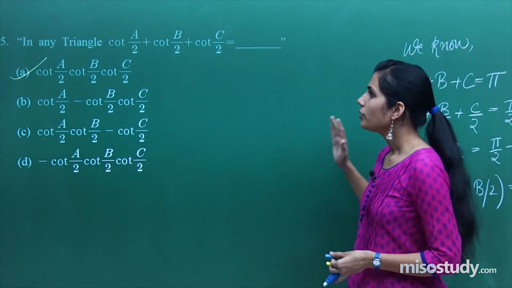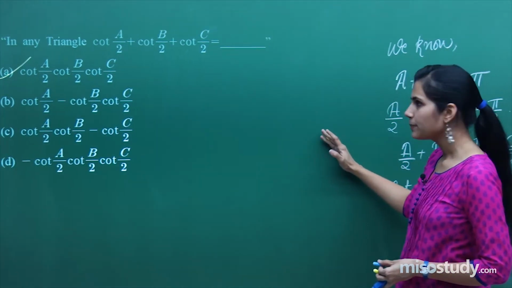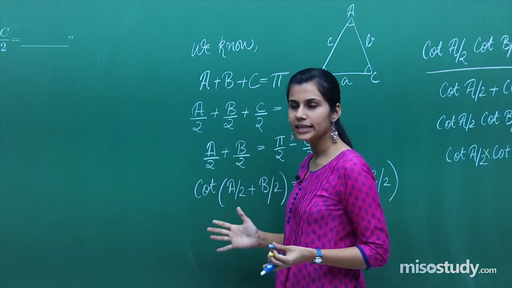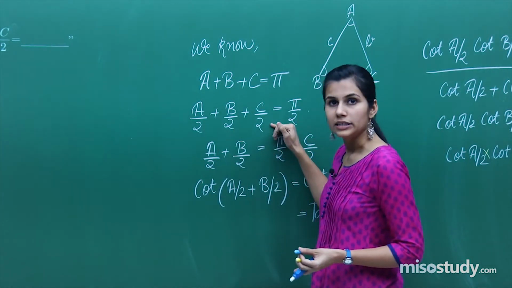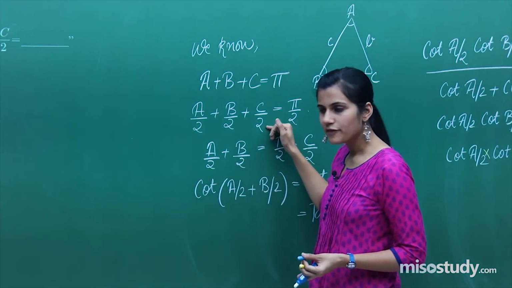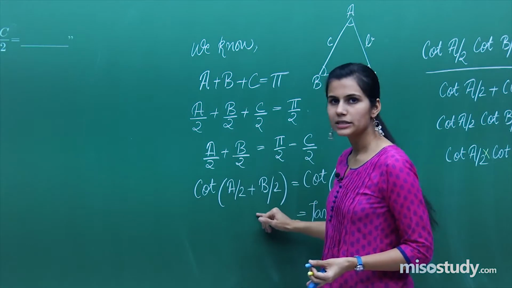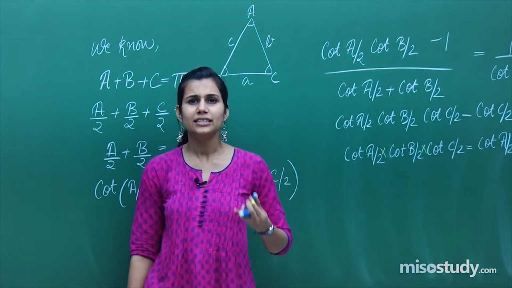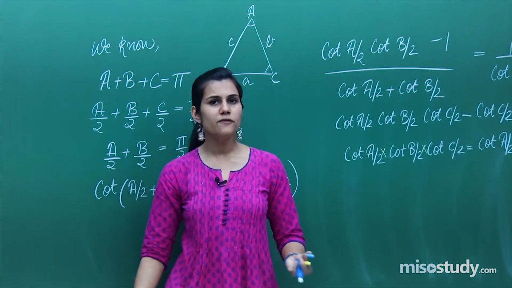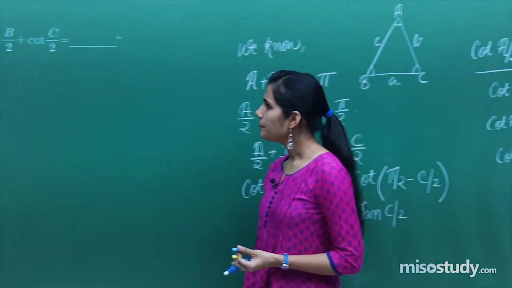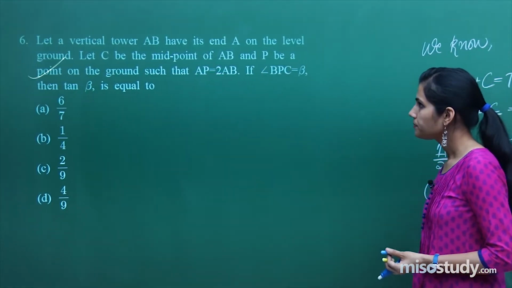Understood? That is how easily, just by using one basic property of a triangle, that the sum of all three angles of a triangle is 180. Then we proceeded with dividing by 2 because we have to talk about half angles, and then just by using the formula of cot of A plus B, I am through. After that, it's just cross multiplication, simplification, and you get your answer. Fine. Let's see what the next question is.